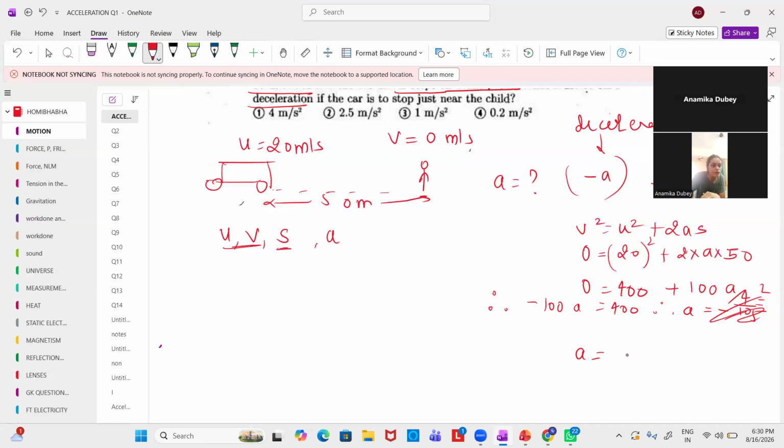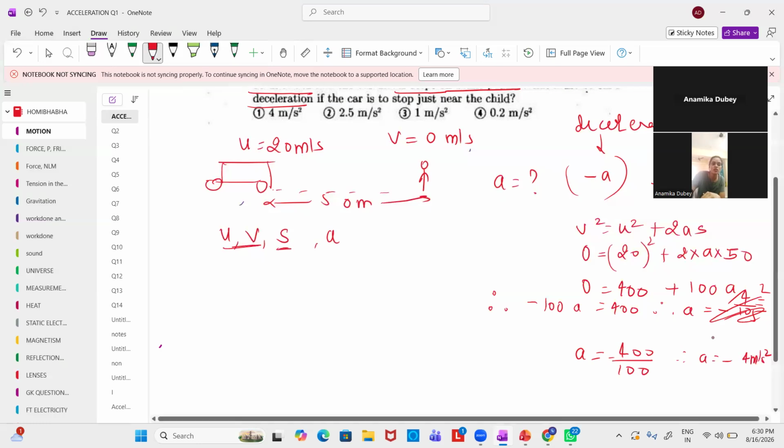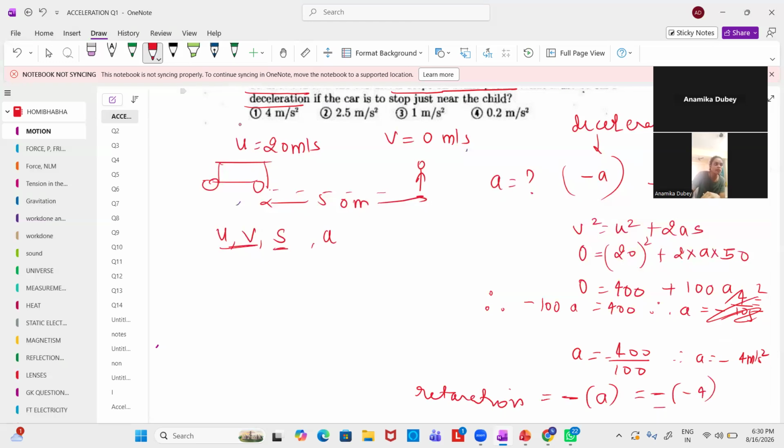Sorry, it is 4 meter per second. It is 4 upon minus 100. So acceleration is minus 4 meter per second square. And we know what retardation is. Retardation is negative acceleration. So we have minus of minus 4. So the answer here is 4. Okay, so this was just an example for retardation.